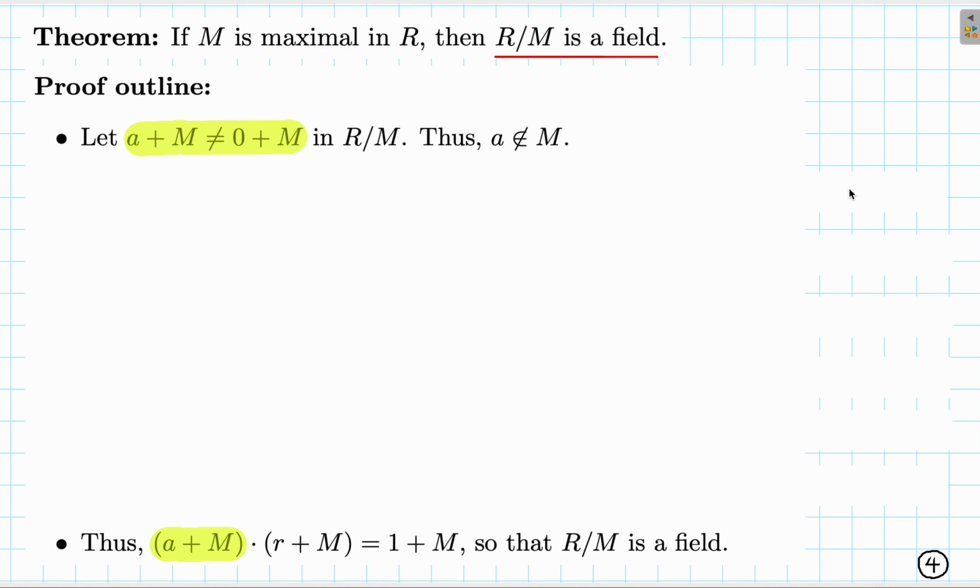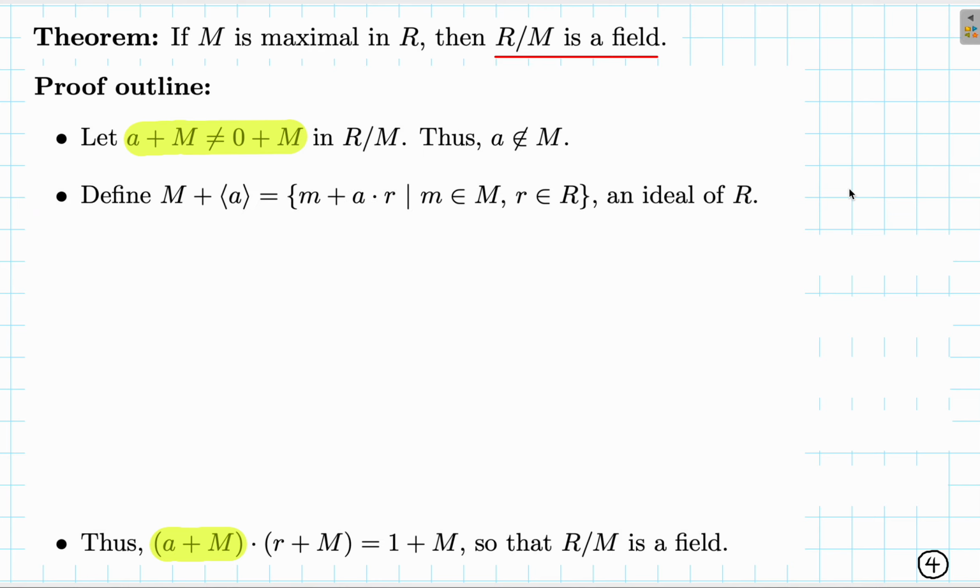And now here's the trickiest step of the proof. Define the set M plus ⟨A⟩, which contains elements that are the sum of an element in the ideal M with an element in the ideal ⟨A⟩. This is a sum of two ideals, which also happens to be an ideal, and I'll leave it up to you to prove that technical detail.